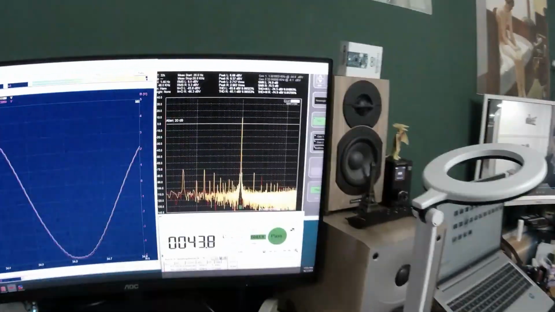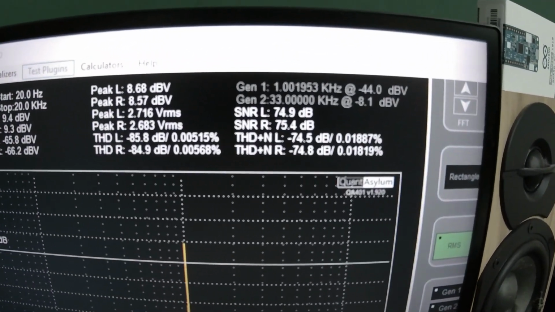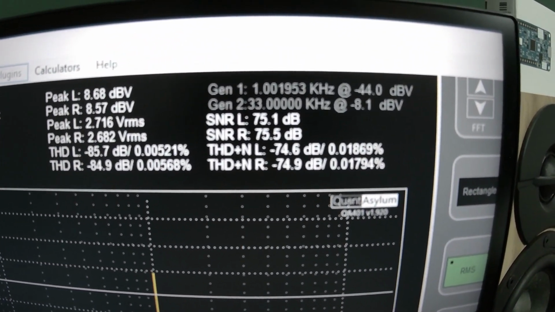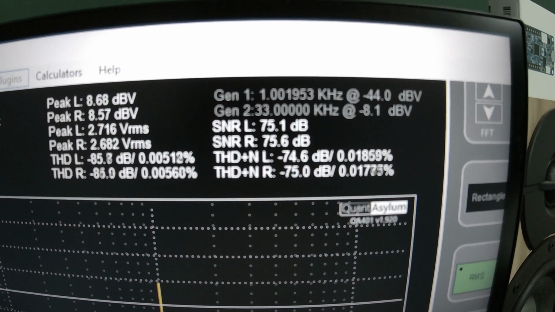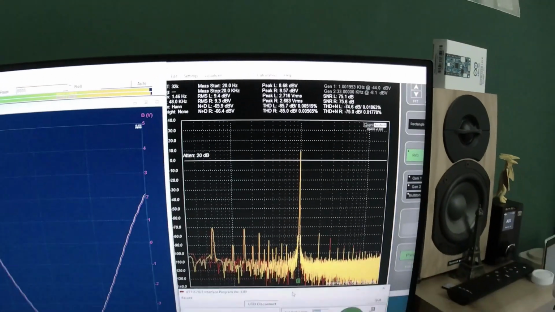Let's go back into the Quant oscilloscope captures. You can see in here the signal to noise, which is measured at about 75 dB for the left and the right channel.